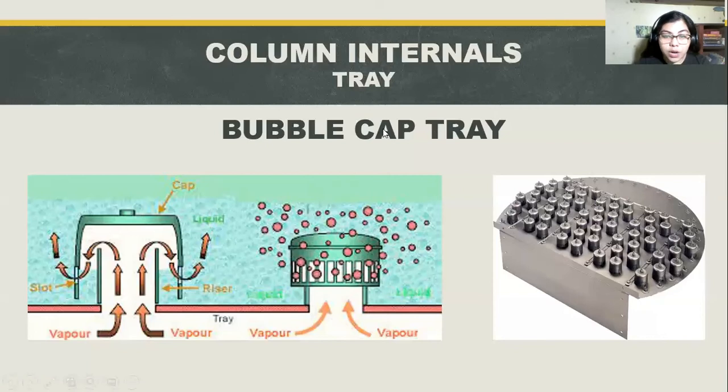First, we have here a bubble cap tray. A bubble cap tray has a riser or chimney fitted over a hole and a cap that covers the riser. The cap is mounted so that there is a space between the riser and the cap to allow the passage of vapor.